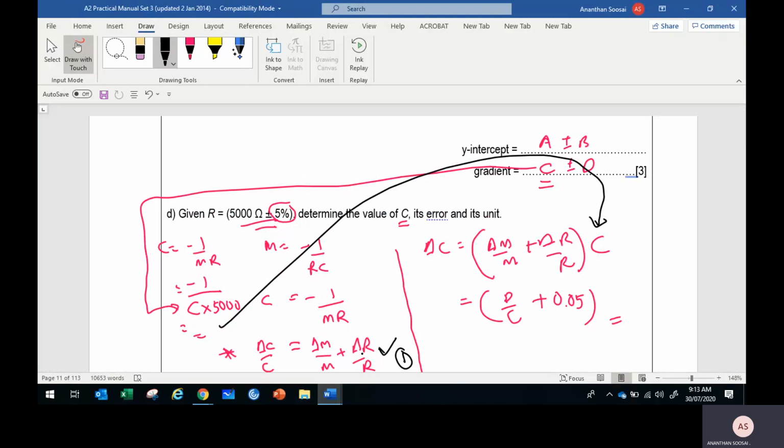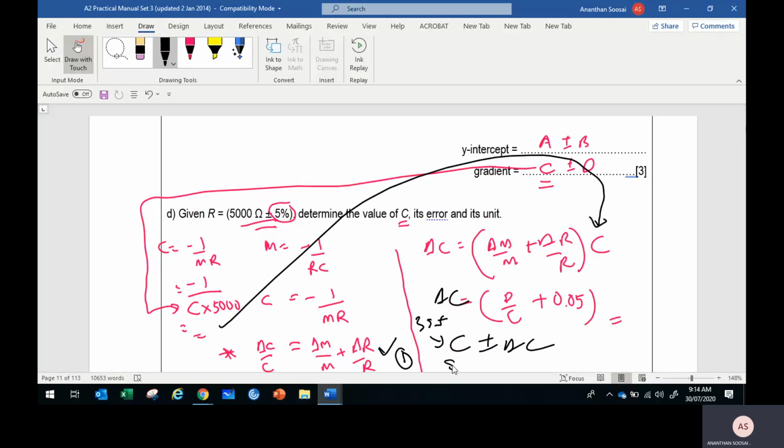Okay, class, so this is the technique. So hope you use this technique. For the y-intercept and gradient, use the uncertainty formula to get the uncertainty for the following questions. After you get your change in C here, then of course you can write C plus or minus the change in C. So this goes for 3 SF.